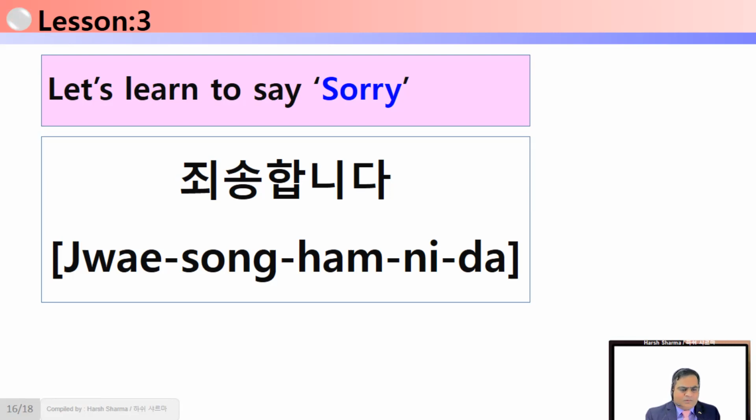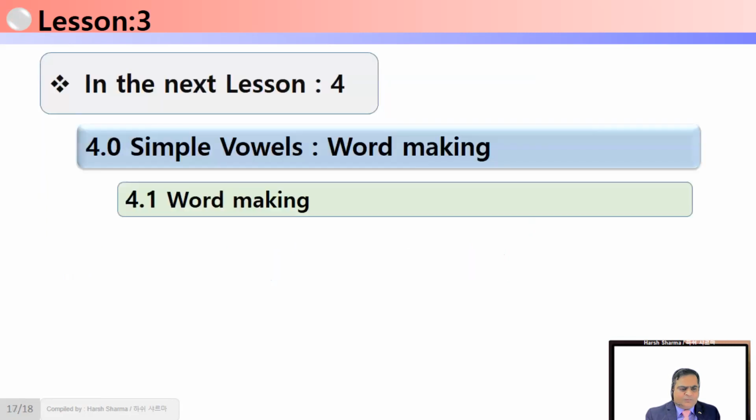So it's time to conclude. In lesson 4, we will start making words with simple vowels. We will do more practice to have full confidence with the 10 simple vowels: a, ya, o, yo, o, yo, u, yu, u, e. How to make words with them.